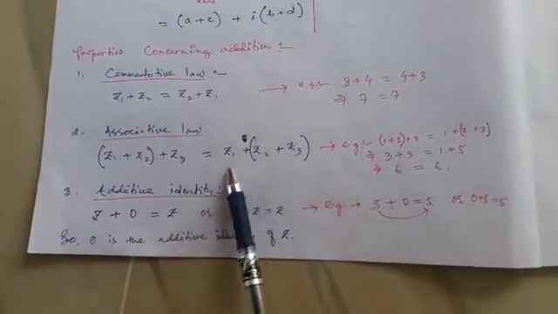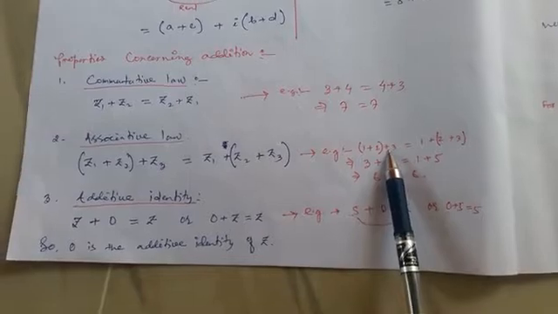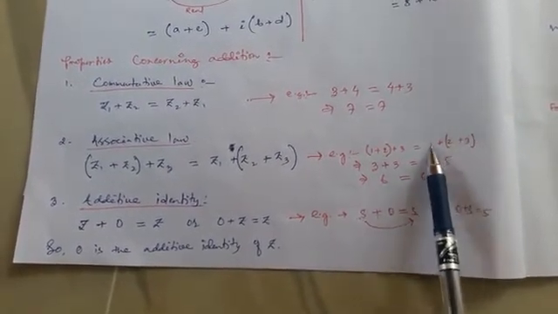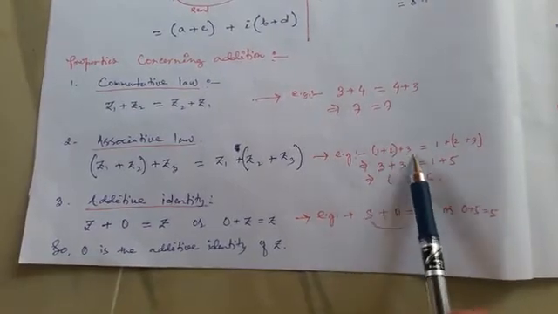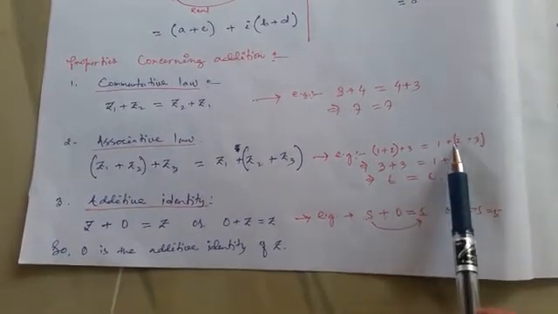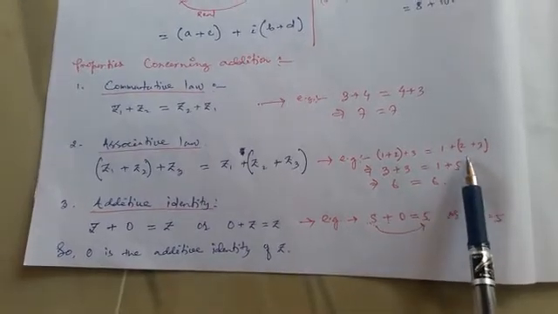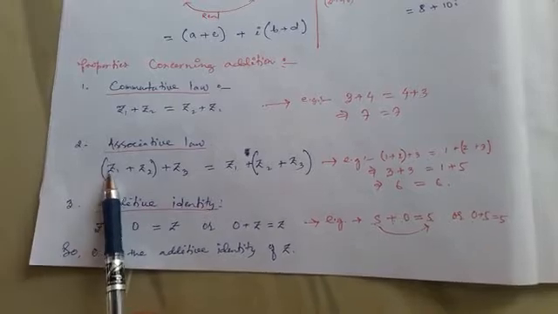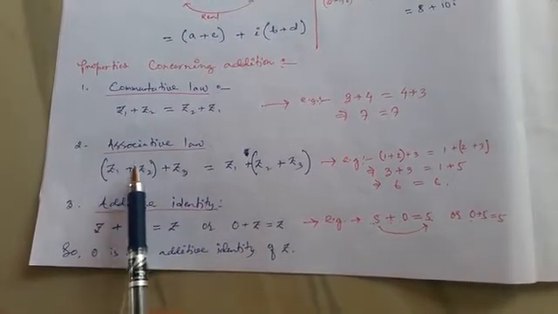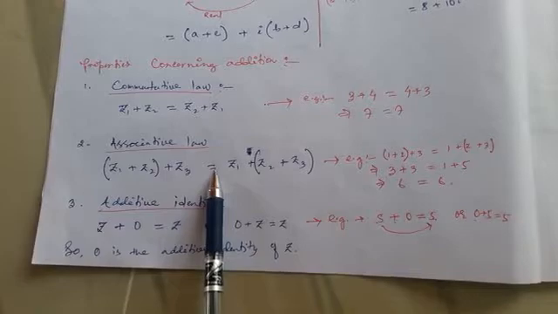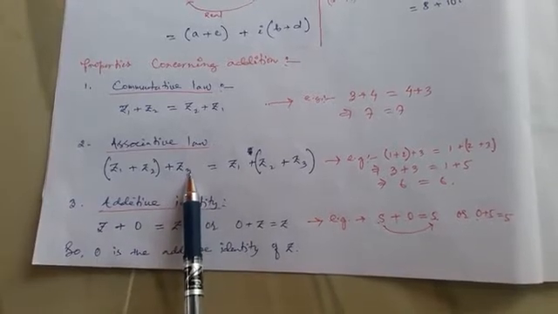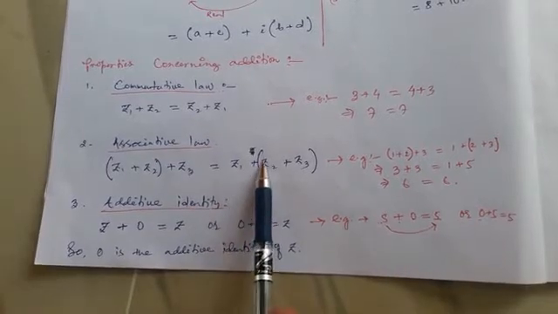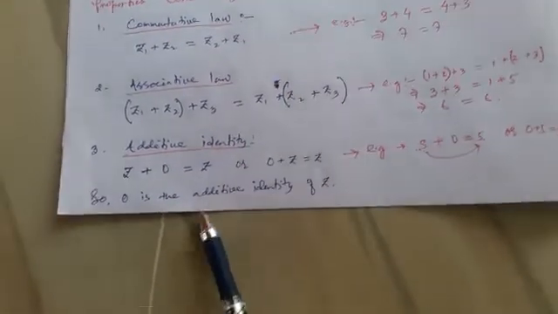Associative law. When we add three numbers, the addition of the first two with the last is equal to the first with the addition of the last two. 1 plus 2 is 3, plus 3 equals 6, equal to 1 plus 2 plus 3. I think you know this. Like that, when we add three complex numbers, the addition of the first two with the third is equal to the first added with the last two.